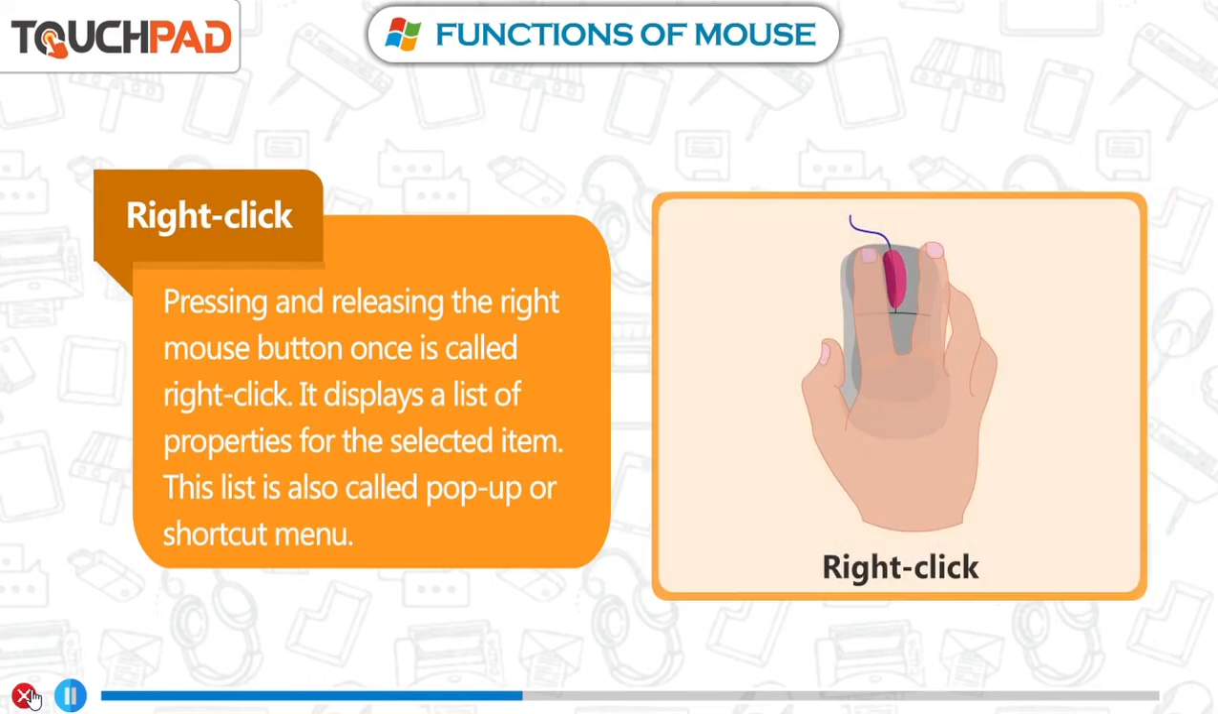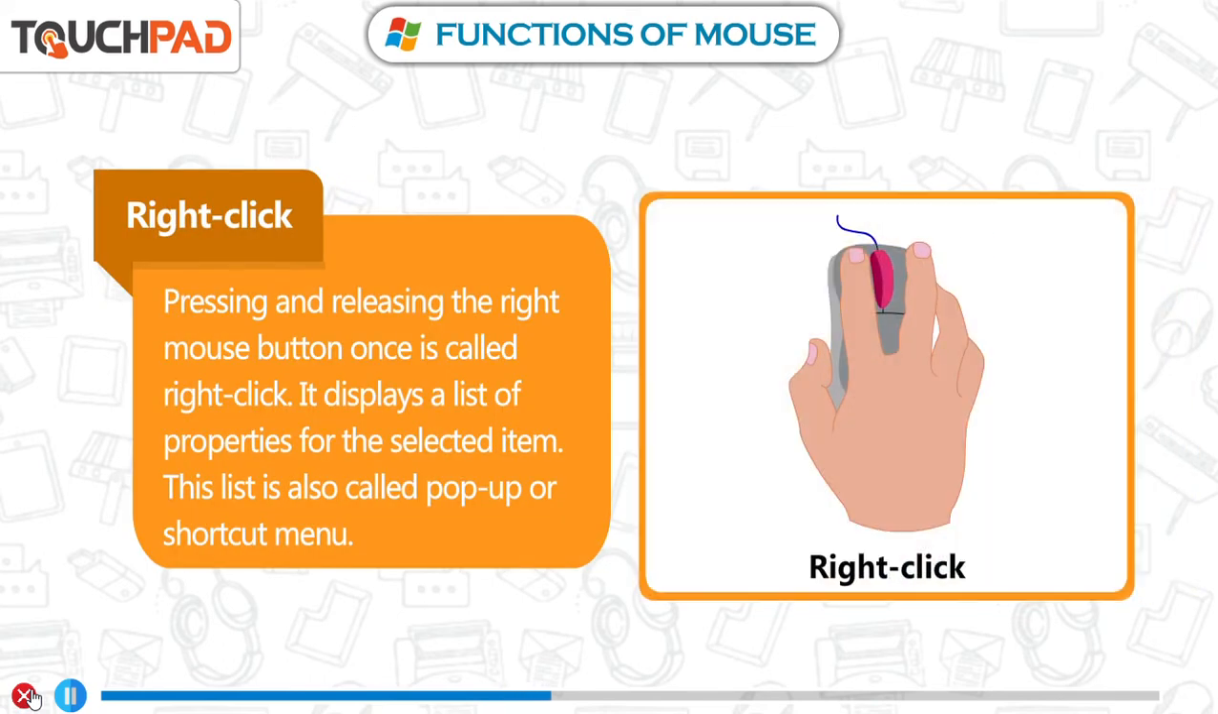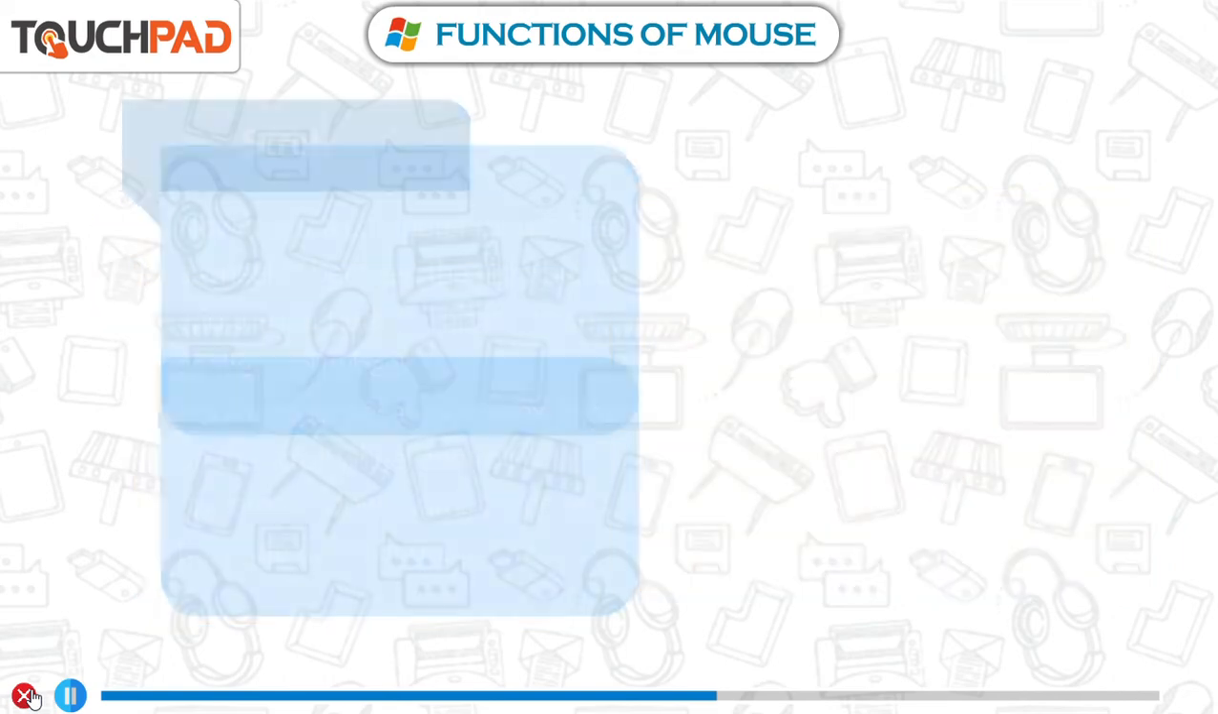Right click. Pressing and releasing the right mouse button once is called right click. It displays a list of properties for the selected item. This list is also called pop-up or shortcut menu.